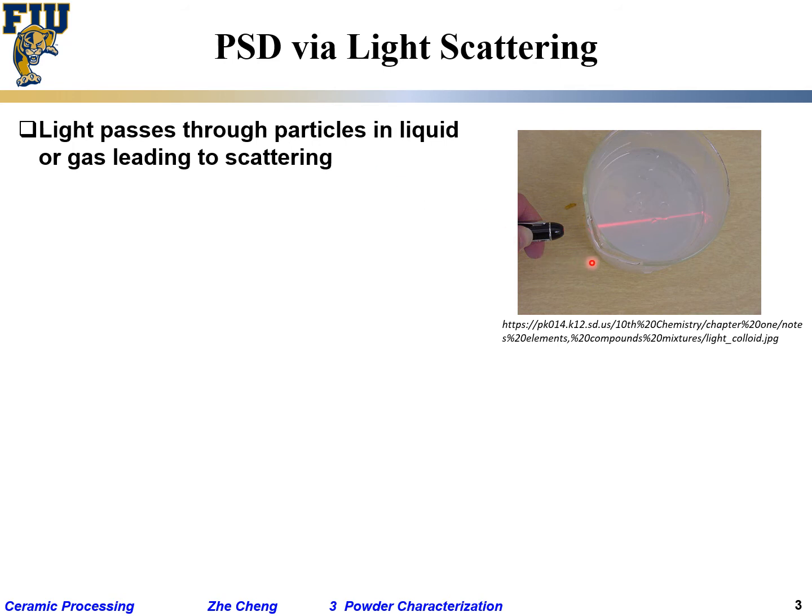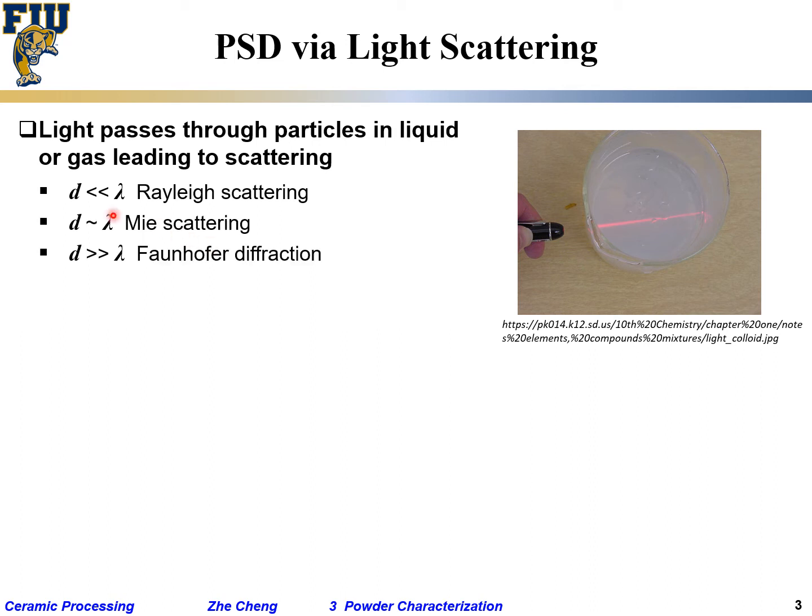We have probably all experienced this: if we have a colloidal solution or suspension and we shine a light, quite often you can see the laser light in this direction. That means the light got scattered into other directions. People use this fundamental principle to measure light scattering. We are not going into the detail.